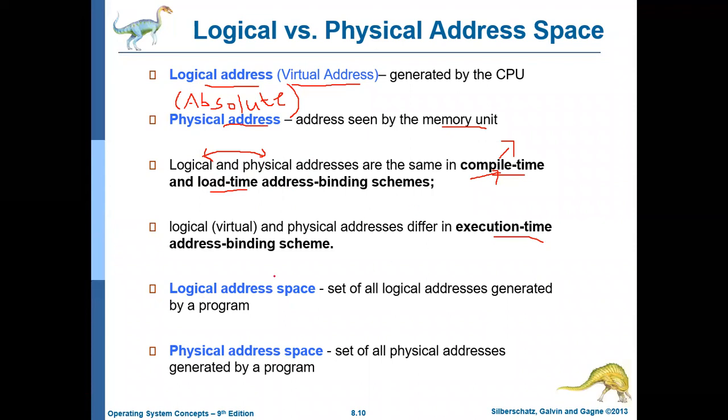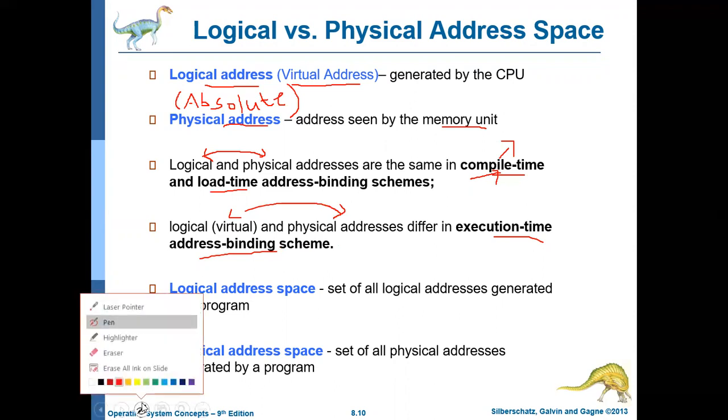But if binding is done during execution time, then the logical address and the physical address will not be the same. They will differ. Is it clear? How they differ, and how to map from a logical address to a physical address, that is what we are going to discuss here with a small example.